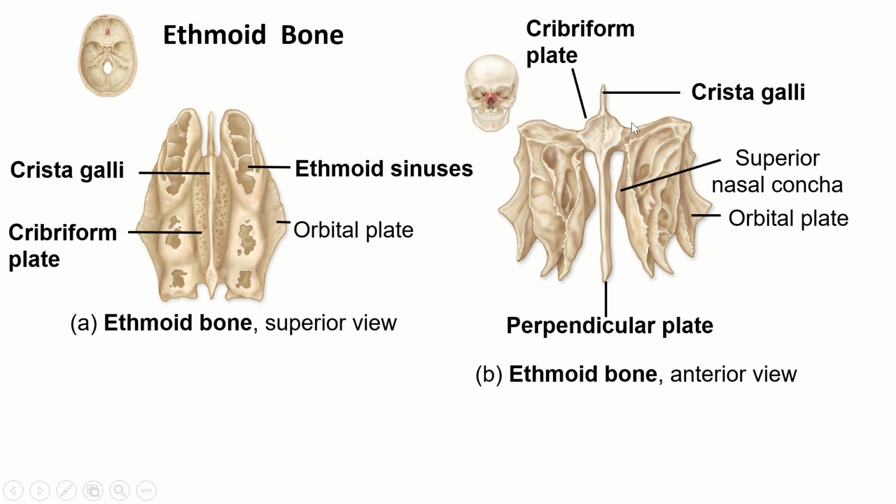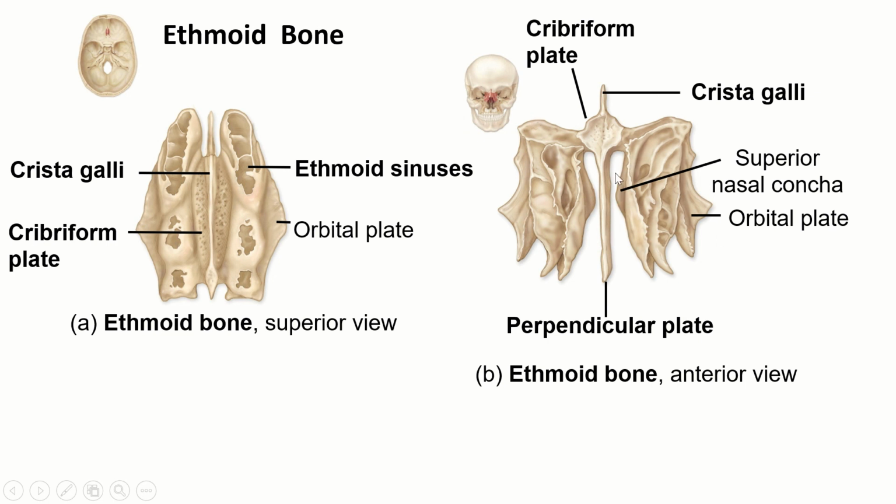The other marking you need to know on the ethmoid bone is the perpendicular plate, which hangs down perpendicularly from the cribriform plates. So the cribriforms go this way, perpendicular goes this way. And then the rest of the ethmoid bone is mostly sinuses and plates that create those sinuses. So lots of airflow through this bone.